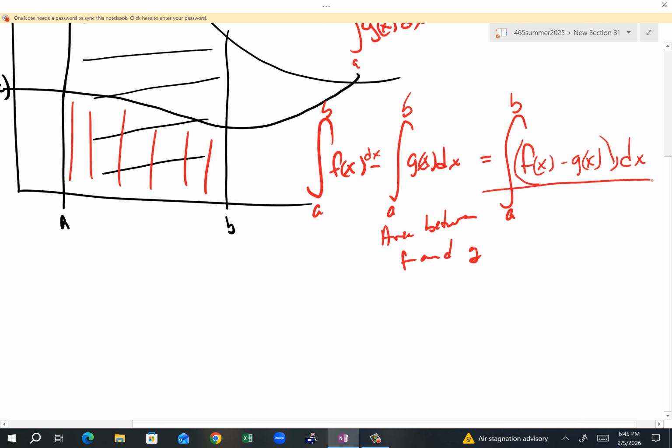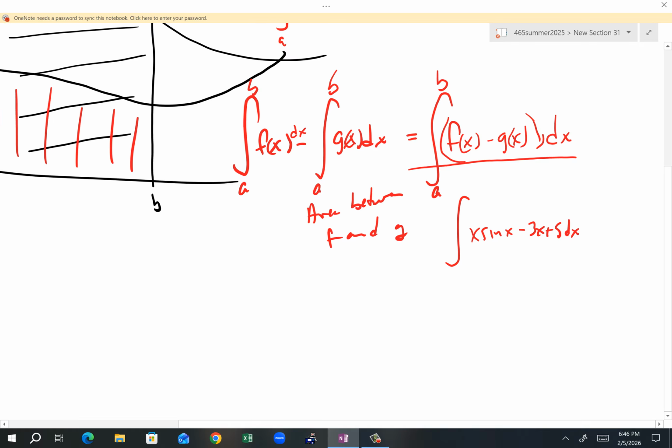Frequently, we'll be given a function, maybe it looks like this, or x sine x minus 3x plus 5, from 2 to 3, doesn't matter. Then I need to do the antiderivative of that. Well, this portion here is easy. And so a guy might do this part here. Piece of cake.